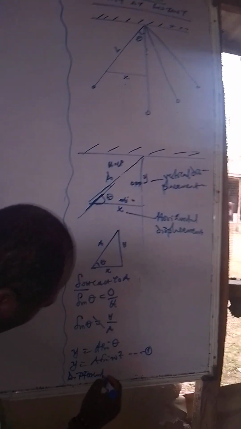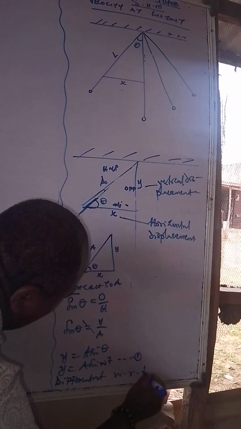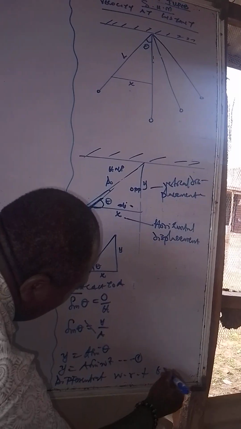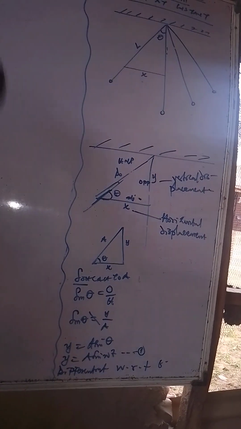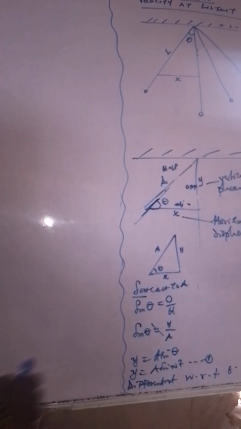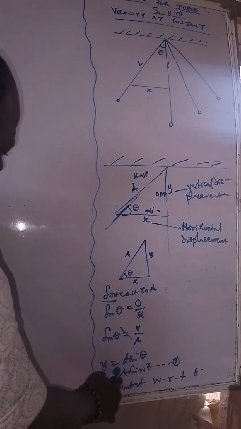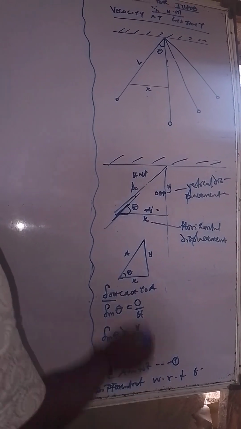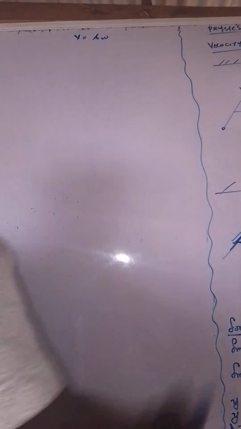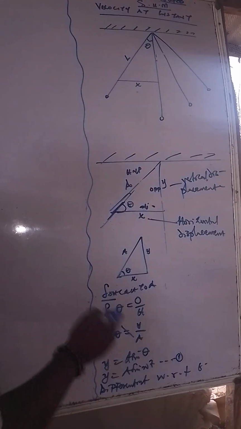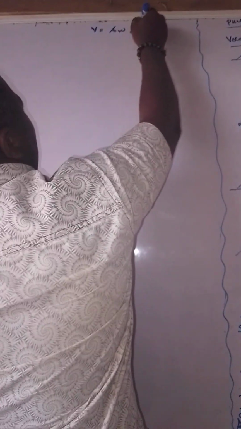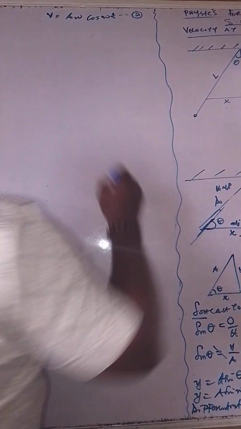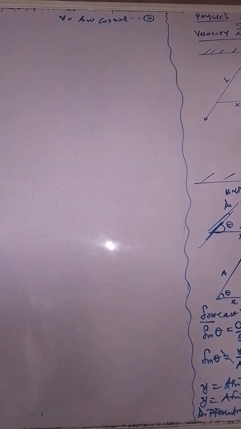Differentiate with respect to t to get our velocity. So v equals dy/dt. To differentiate it, the shortcut is this: just multiply omega by A. What is A times omega? A omega. Do you understand? The derivative of sine is cos. We have cos omega t. This is equation 2.